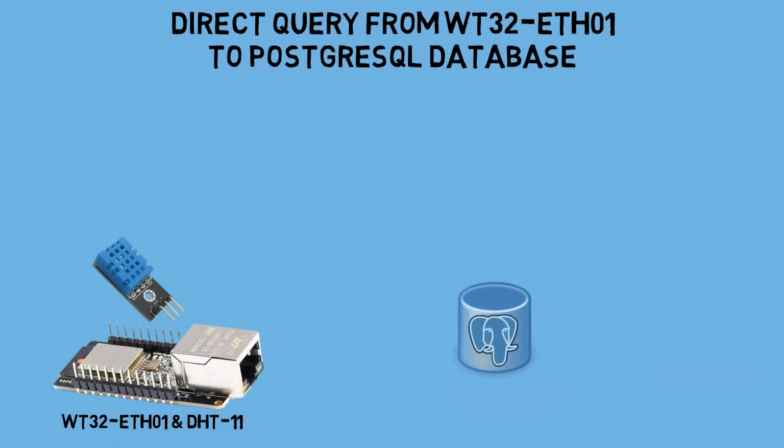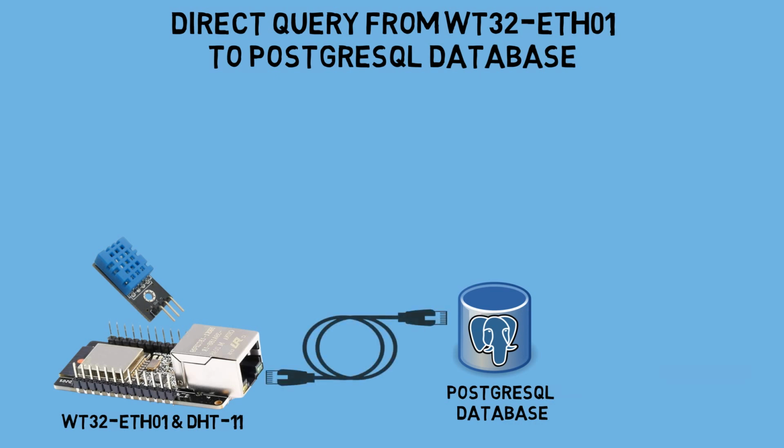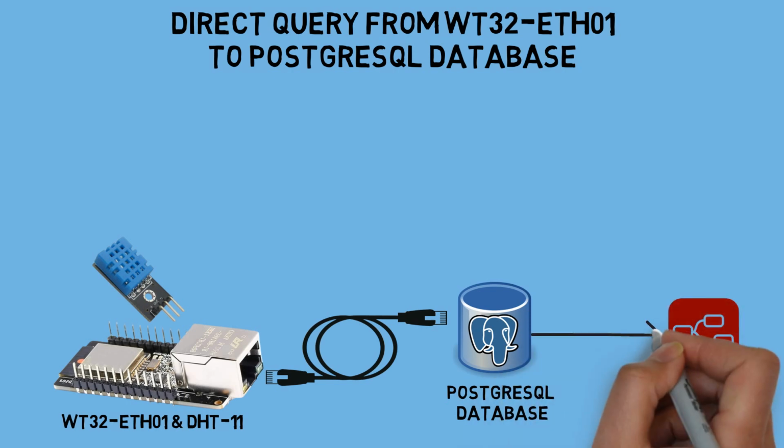Using the WT32-ETH01 board allows us to connect to an Ethernet network. This enables us to establish a connection to the database via Ethernet and perform record queries directly from the board. This connection will be more stable and faster compared to other methods.